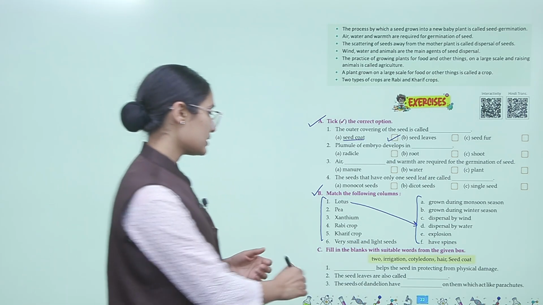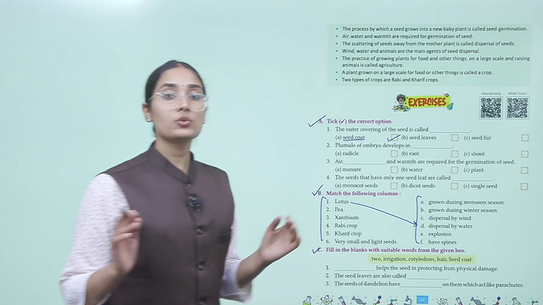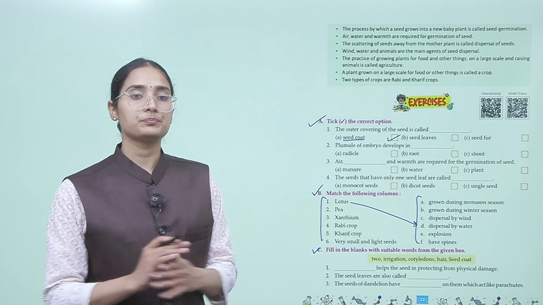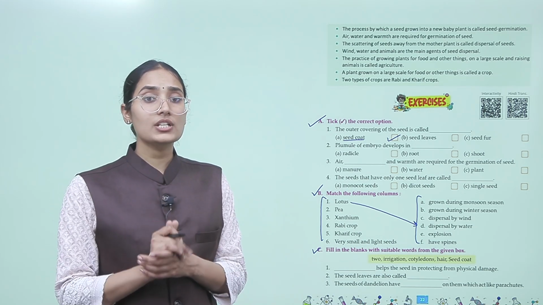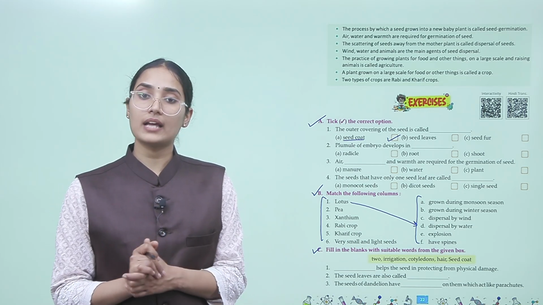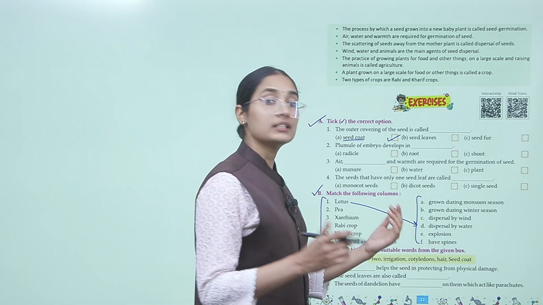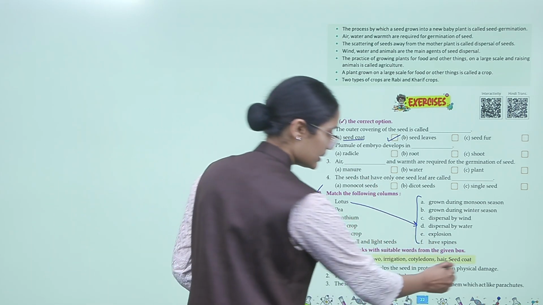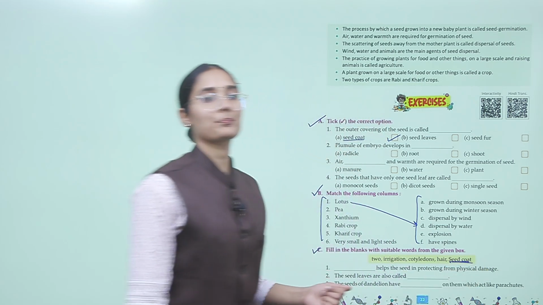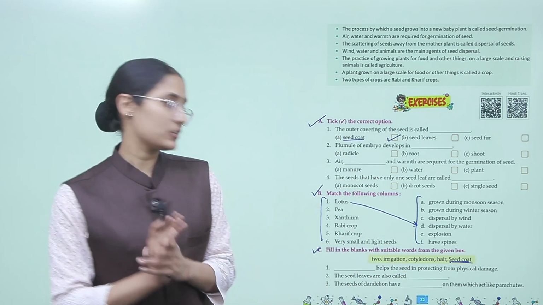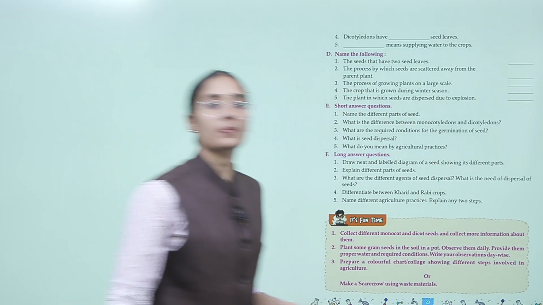Now, next question is fill in the blanks with suitable words from the given box. So, dash helps the seed in protecting from physical damage. What is it talking about? It is talking about the outer coat, the seed coat. Okay. Now, let's go to the next page.